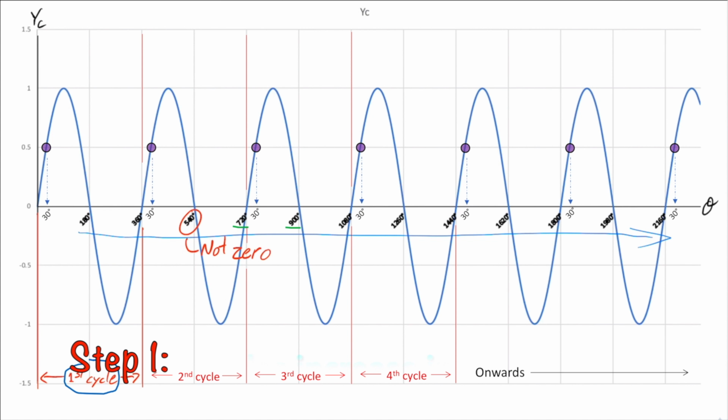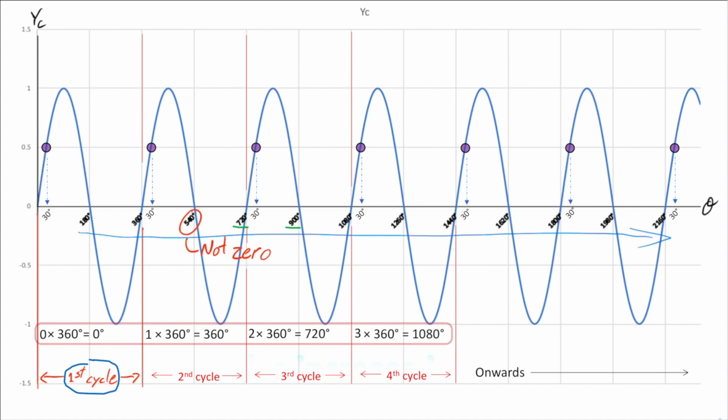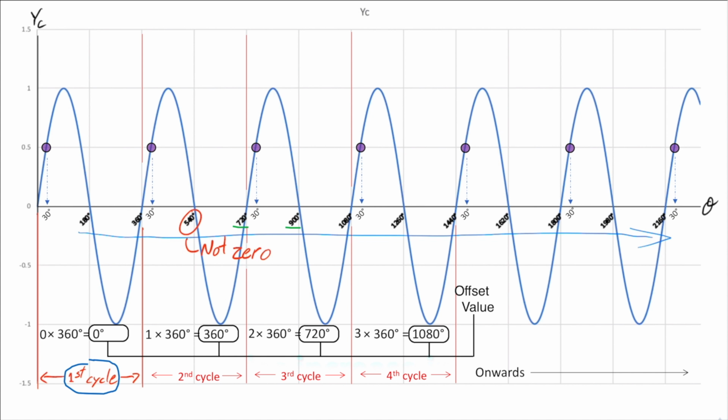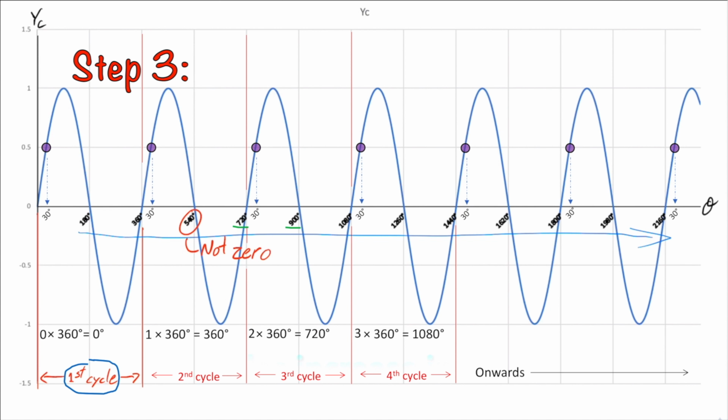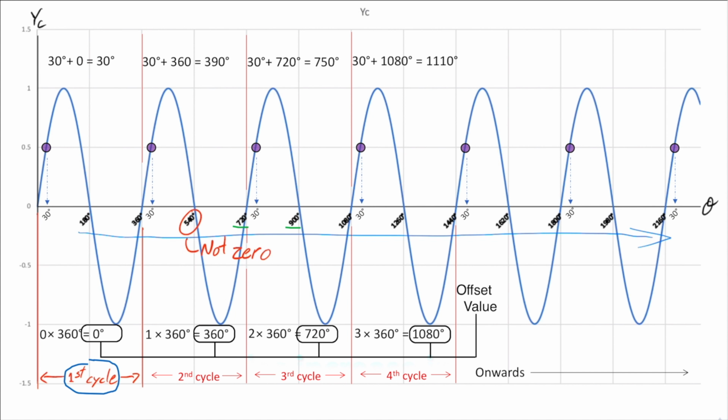Step 1. For each cycle, we will assign a number that will represent a different multiplier of 360 degrees. Step 2. As for step 2, I will just go ahead and do the multiplication that was hinted at in step 1. All this multiplication has produced a distinct offset value for each cycle, which brings us to step 3. This is where we take the arcsine angle for each cycle and apply its corresponding offset value that we just calculated in step 2.